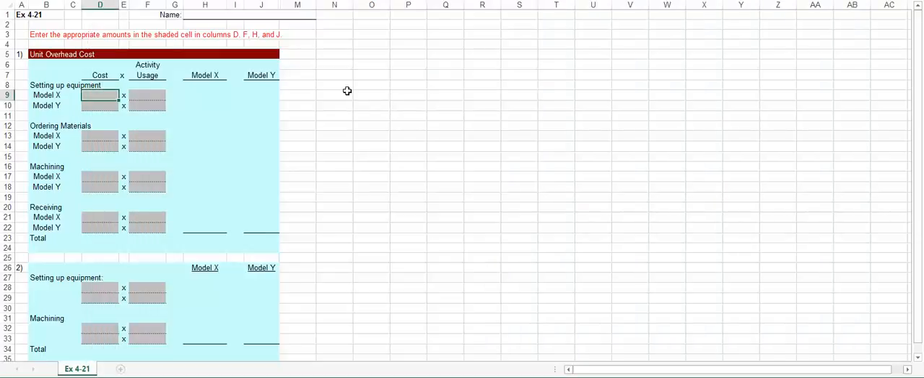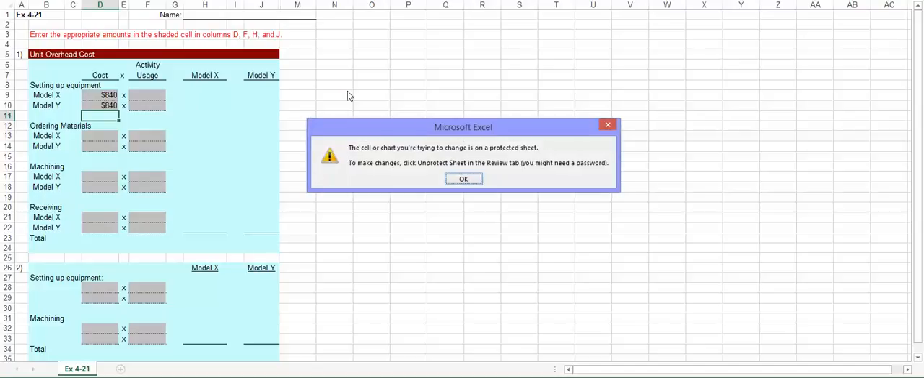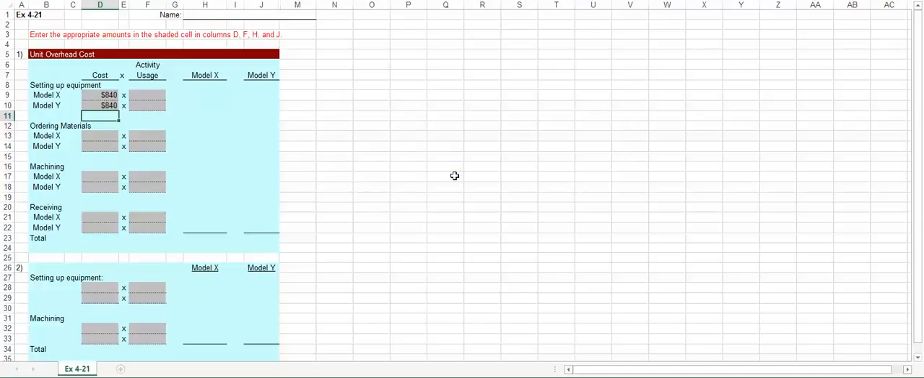So what we're going to do is enter in the information. For the first one, it's going to be $840 for model X and Y, because that is the amount that we calculated ourselves. We are told that for model X, the number of setups is 100. And this is information that's coming directly out of the book. And then we're told for model Y that the number of setups is 50. So again, you're going to go through the sequence in the book and enter in those amounts. And so that's going to give you all of the information for number one.